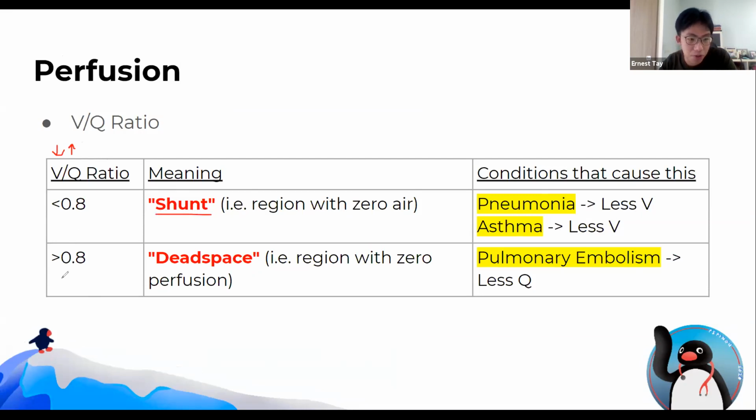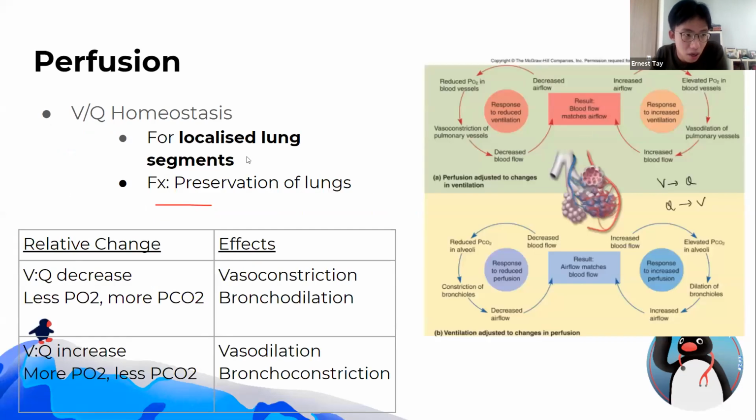For a VQ ratio higher than 0.8, your V is actually more, and your Q is lower. Because of that, a pulmonary embolism, which will decrease your perfusion, will actually cause a dead space, which links to the concept of functional dead space, which I talked about previously. So just to recap, there's anatomical dead space and functional dead space. And in this case, the functional dead space is the one that's affected. Okay.